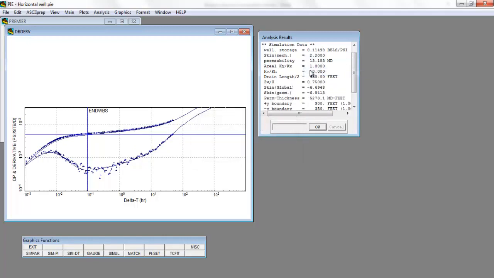Now it's better. But we've got only one solution here with this case. We assume that now we've got the presence of boundaries, and these boundaries prevent the radial flow regime from developing. But still, if you look at KV over KH, this is too high. This is not realistic. So we've got a problem here.